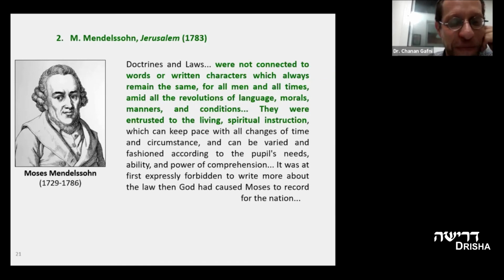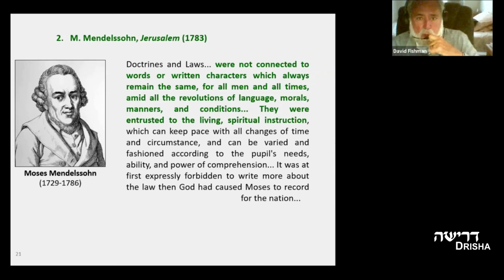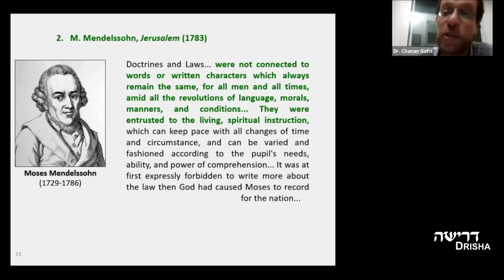Doctrines and laws were not connected to words or written characters, which always remain the same for all men and all times, amid all the revolutions of language, morals, manners, and conditions. They were entrusted to the living, spiritual instruction, which can keep pace with all changes of time and circumstance, and can be varied and fashioned according to the pupil's needs, ability, and power of comprehension. It was at first expressly forbidden to write more about the law than God had caused Moses to record for the nation.